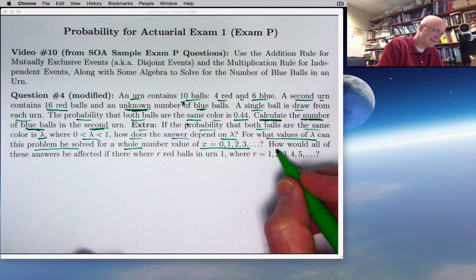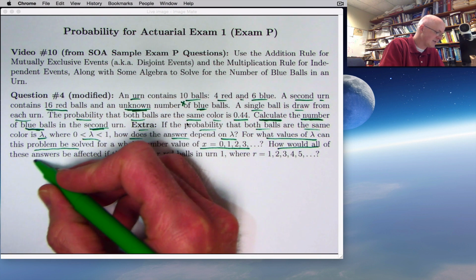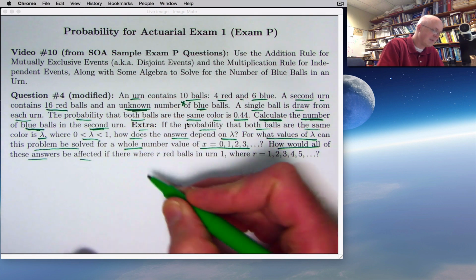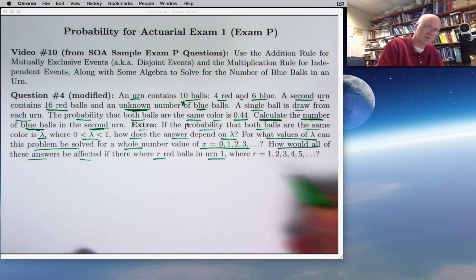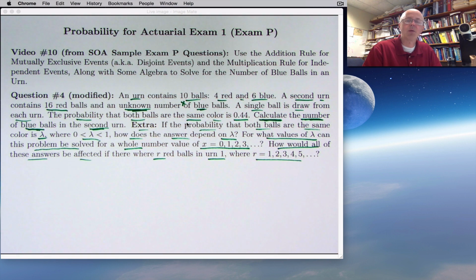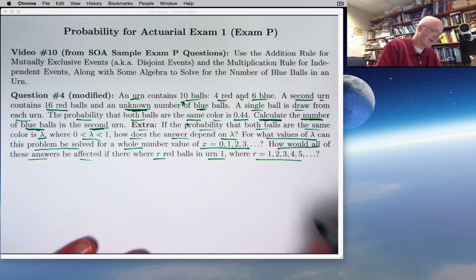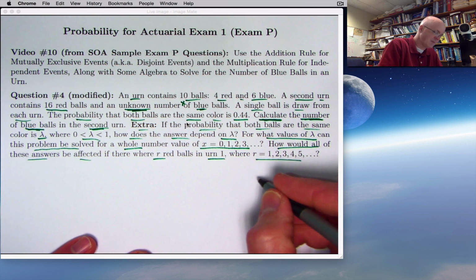We also want to try to ask and answer the question, how would all of these answers be affected if instead of 4 red balls in the first urn, there were R red balls in the first urn, where R is 1, 2, 3, 4, etc. And I will tell you before I start solving this now, that there's an extra interesting thing that happens when R equals 6. You may want to pause the video and see if you can figure out what interesting thing happens when R equals 6 and different values of lambda.